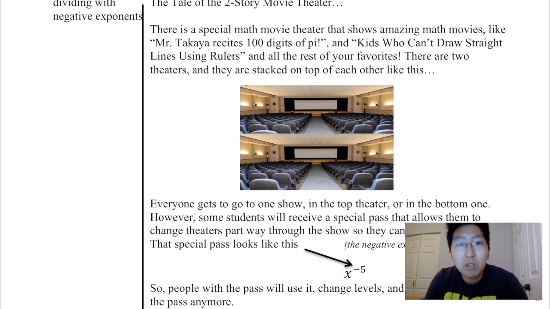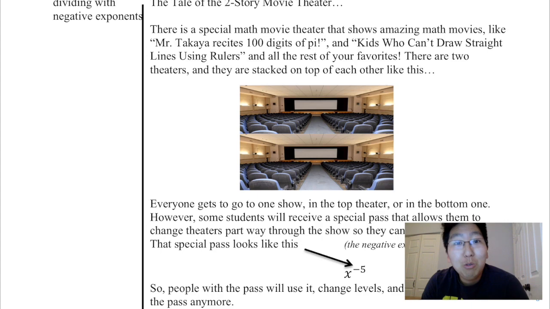So there is a special movie theater that shows amazing math movies, like Mr. Takaya recites 100 digits of pi, and kids who can't draw straight lines using rulers. I love that one, right? And the rest of your favorites.